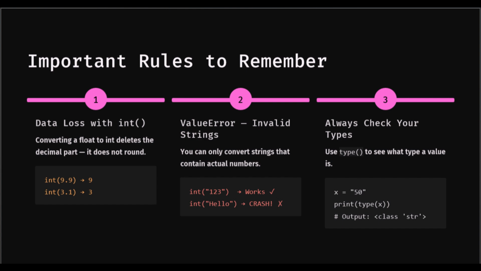Second, watch out for value errors. You can only convert a string into an integer if that string actually contains a number, like the text "123". If you try to use int on a word like "hello", your program will crash because Python doesn't know how to turn letters into numbers. Finally, always check your types. If you are ever unsure whether a variable is a string or a number, use the type function. For example, if we have x equals "50" in quotes, running type(x) will show you that it is a string. Checking your types regularly is the best way to avoid errors and write clean, successful code.